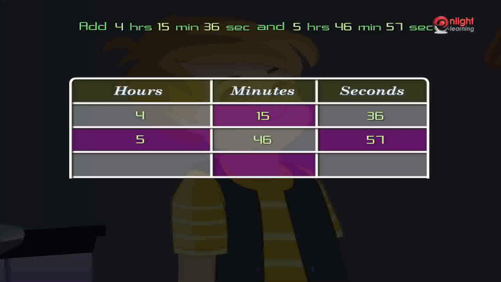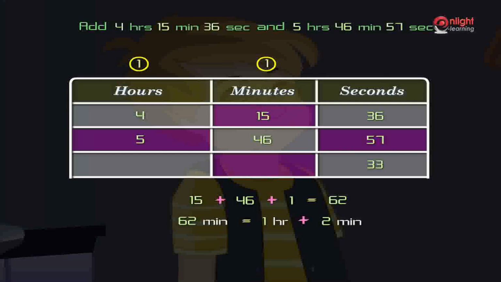Add seconds first. 36 plus 57 is equal to 93 seconds. Now 93 seconds is equal to 1 minute and 33 seconds. Hence, we carry 1 minute to the minutes column and retain 33 in the seconds column as shown. Add minutes column next. We add 15 plus 46 plus 1, which is carried over from the seconds column, is equal to 62 minutes. Now 62 minutes is equal to 1 hour plus 2 minutes. Hence, we carry 1 hour to the hours column and retain 2 in the minutes column as shown.